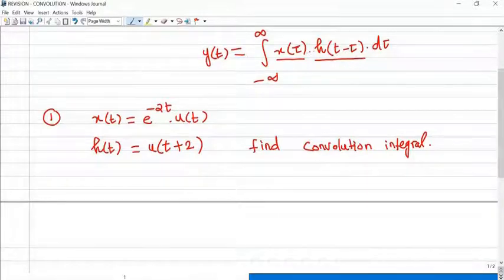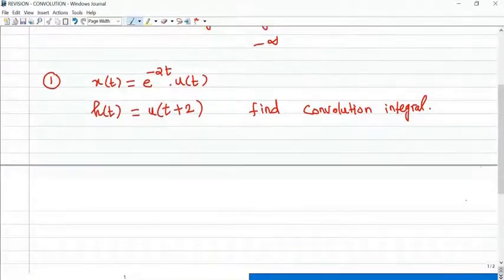From the x of tau and h of t minus tau signals only, we will come to know the integration limits and from where to where this equation is valid. Okay. So before that, we have to do some rough work. So what is that rough work? This is common for all the problems.